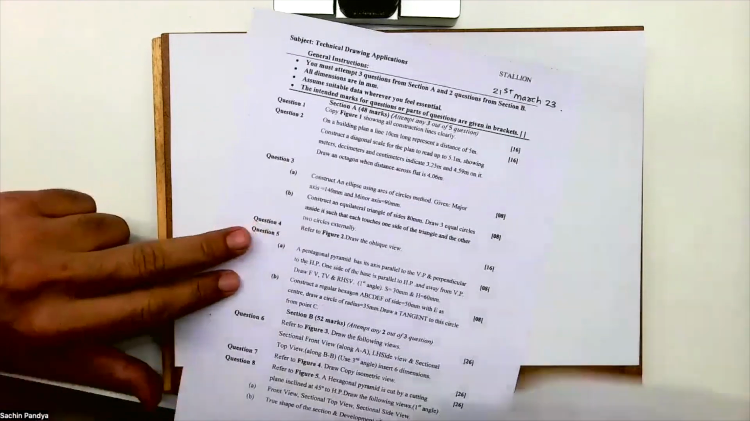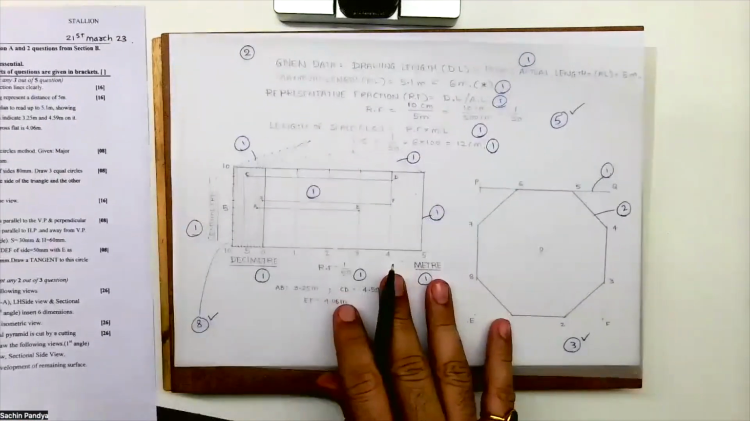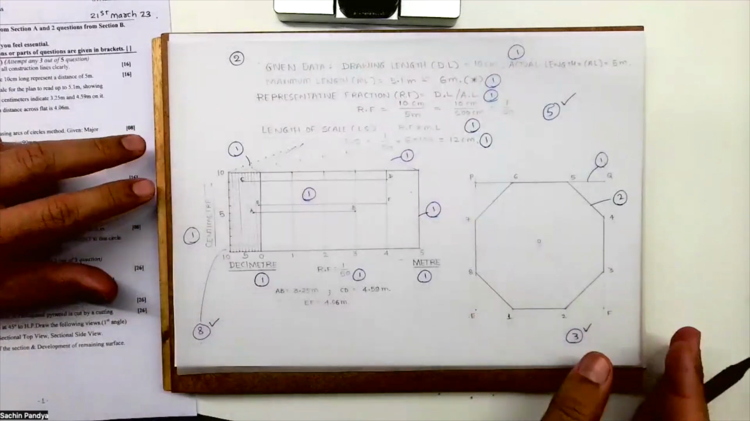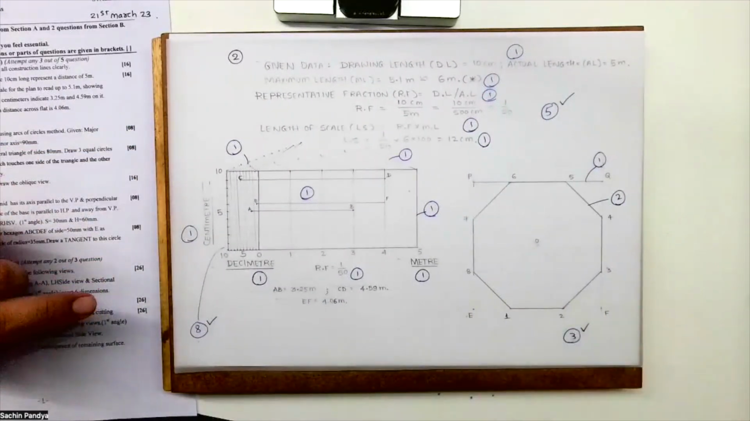Now if you see the next sum, it is scale, right? So what they have given, I'll take this. Sorry, I have a very light sheet, so excuse me for that.